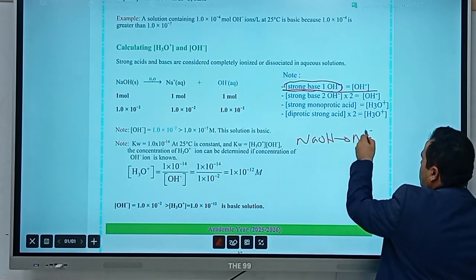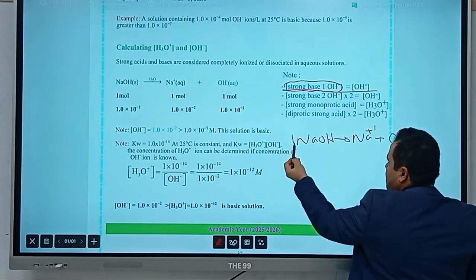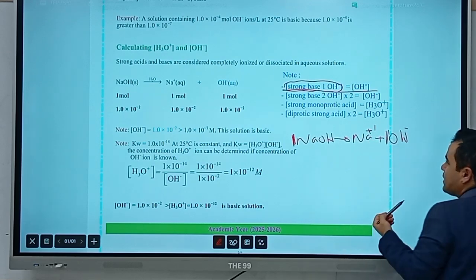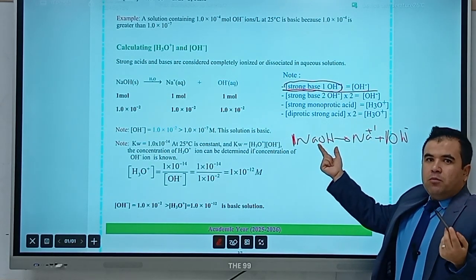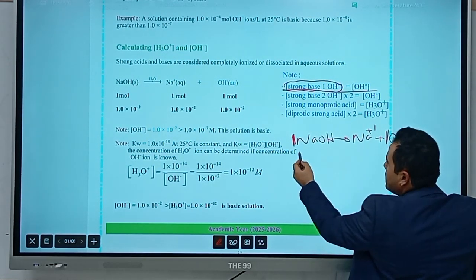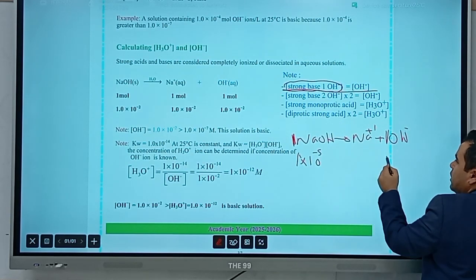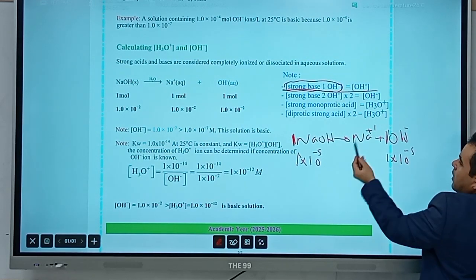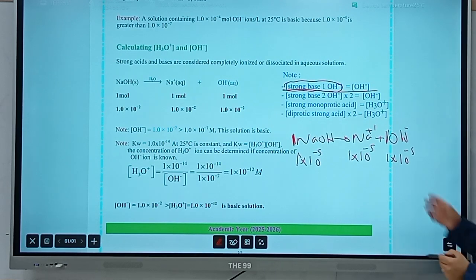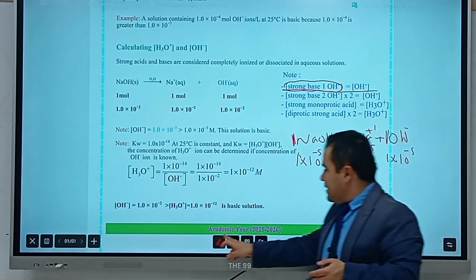NaOH, when it dissociates, will produce Na positive and OH negative. So it's a balanced equation. 1 mole of NaOH dissociated produces 1 hydroxide. So any amount of this, by the mole ratio, will produce the same amount of hydroxide. That's why if any amount of this base, 1 times 10 to the power minus 5, is given, it completely dissociates to form 1 times 10 to the power minus 5 hydroxide and also 1 times 10 to the power minus 5 Na as well. So here the hydroxide is directly equal to the concentration of the strong base.